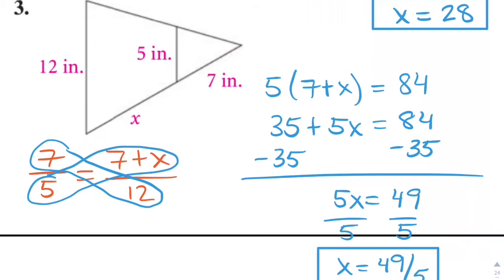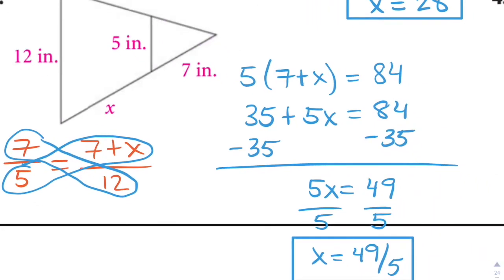And the algebra for that one is to the right. Distribute, find the cross products, distribute, solve, and you get 49/5. So you get almost about the number 10. It's 9.8.